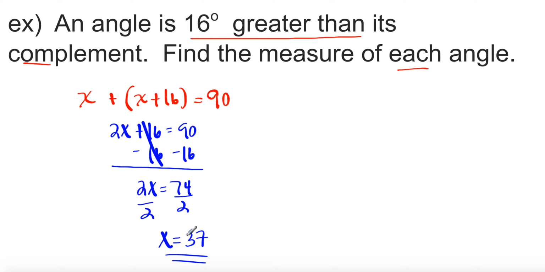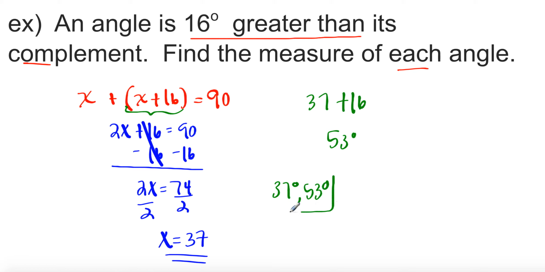Now, I didn't ask for x, I asked for the measure of each angle. So that's the measure of one angle. Then we have to go back and get the measure of the other angle. So we said the other angle measures x plus 16. So let's do 37 plus 16, and we get 53 degrees. So our two angles are 37 degrees and 53 degrees.